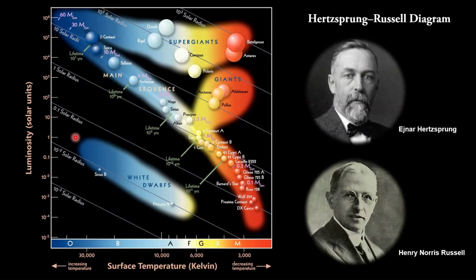So we go straight over and down to the G's, and you can see there's the sun right there, a G-type star that has a luminosity of 1 when compared with itself.